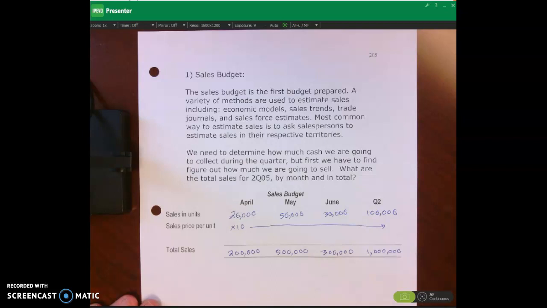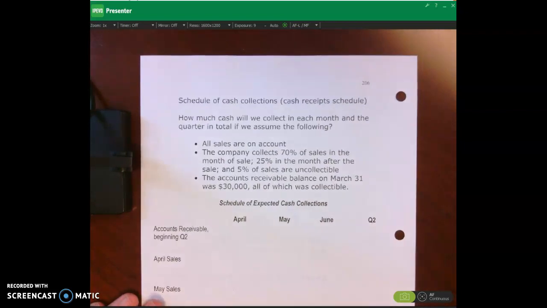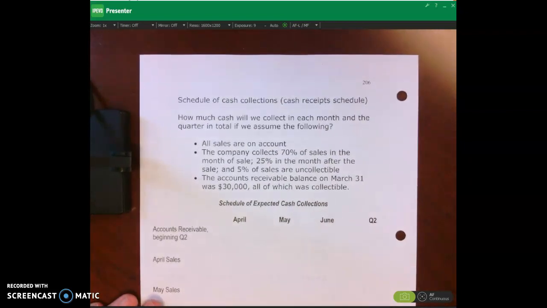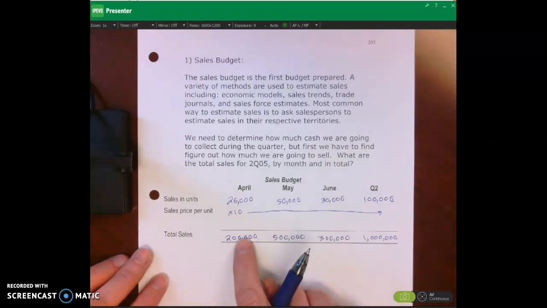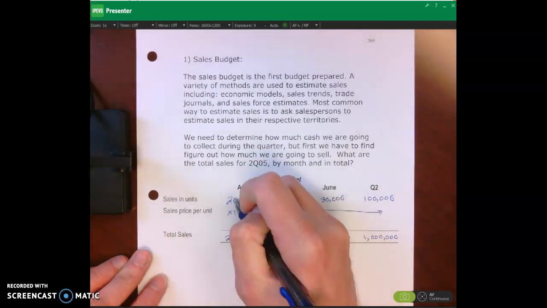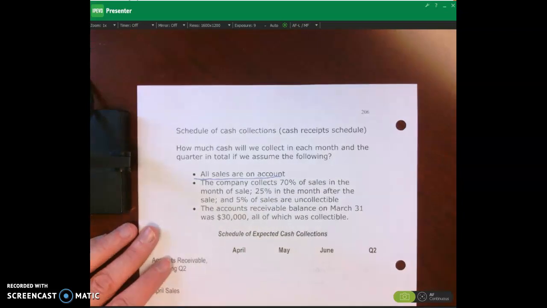All right. So anyways, we have our sales budgets. And now what we can do is look to see how much cash we think we're going to collect from our sales. Now, you might be assuming right over here that we're collecting all this in cash, but that's not always the case. Because what we can do is, we can make sales on account.